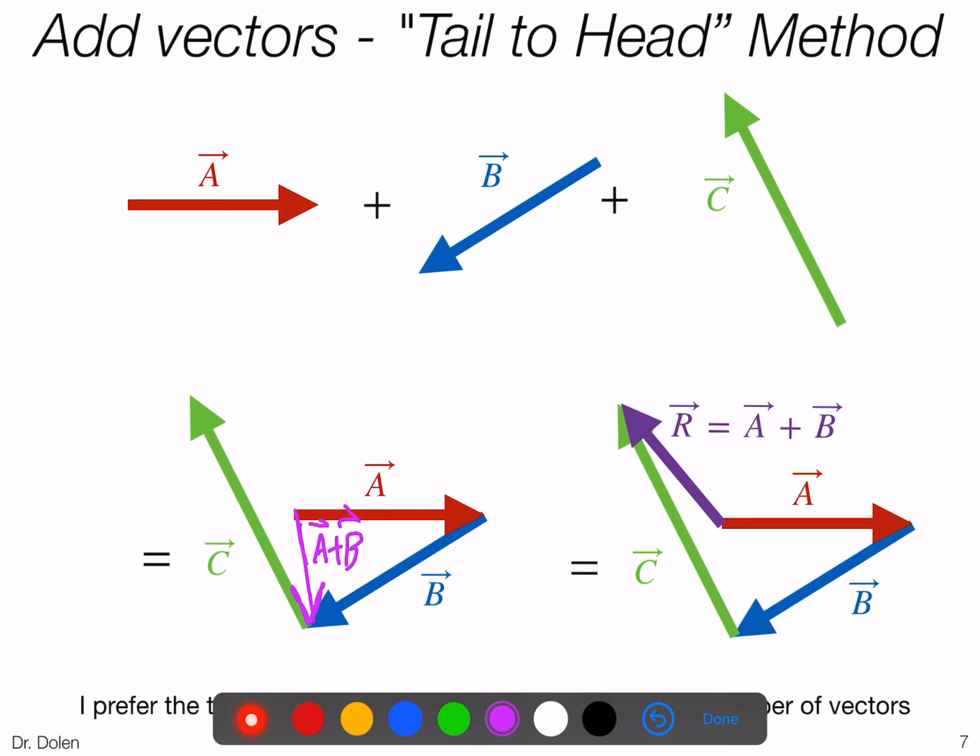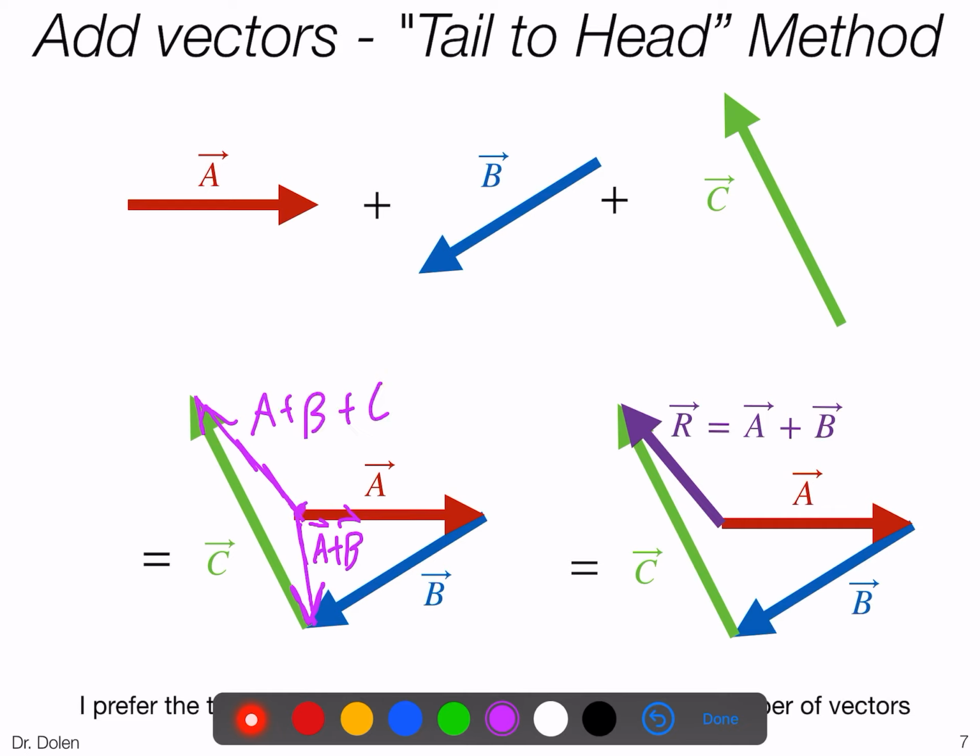And if I want to do A plus B plus C, well, I just have to add C to my vector A plus B, right? So I take the tail of C and I place it on the head of A plus B, and I get this vector here, right, which is going to be A plus B plus C, right?